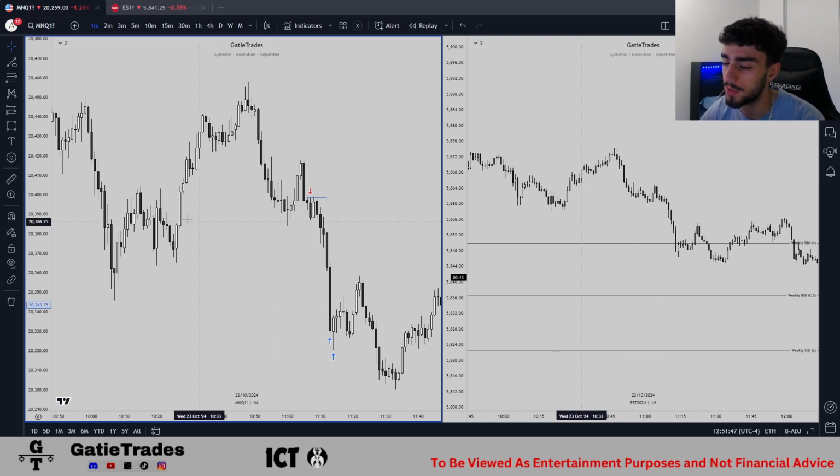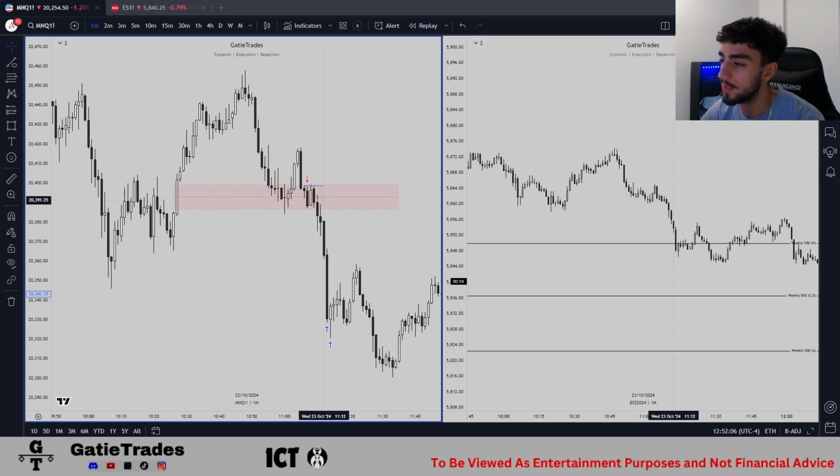Usually this will form in some sort of PD array from the left side. So in this case, it was this inversion fair value gap right here. You can see once we inverse, came back, stayed in the lower half. You could have taken that as well. I was able to get a nicer fill here. If I missed that fill, then I would have looked for this, because now this is a balanced price range. You don't want to see it trade up into the upper half after it leaves, which it did not. And you could have shorted that as well.